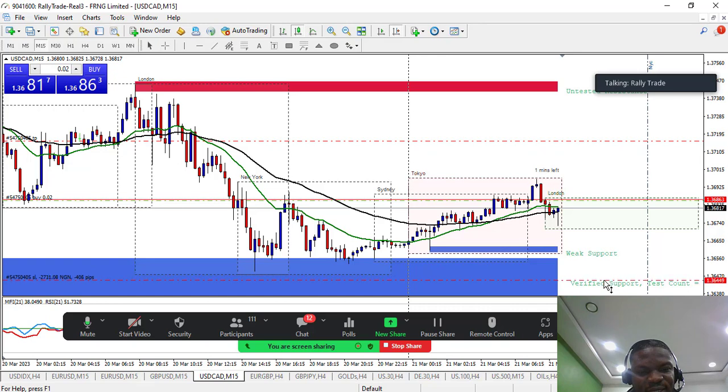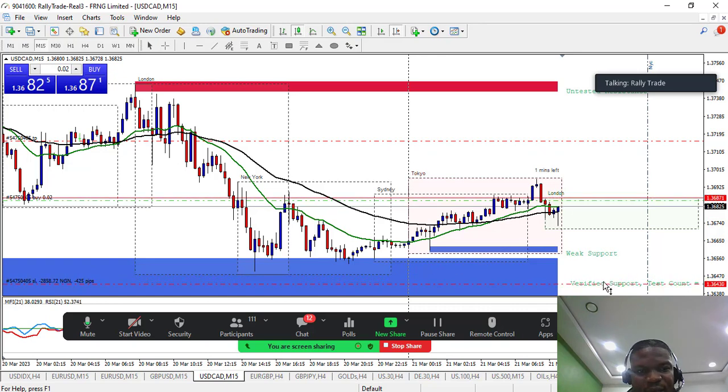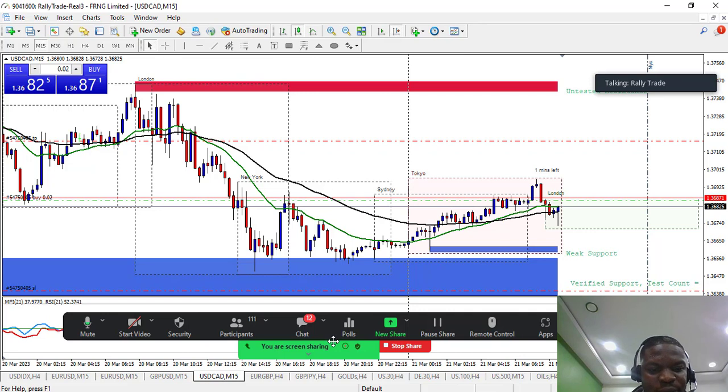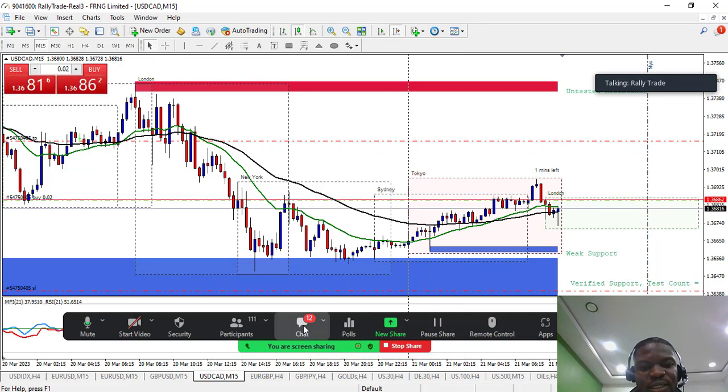So I've done another instant buy, another instant trade. My stop loss should be below this verified support here. Okay. Now we have done two, three currency pairs. Let's move to commodities, right? Let's do gold, please. Gold, very fast.